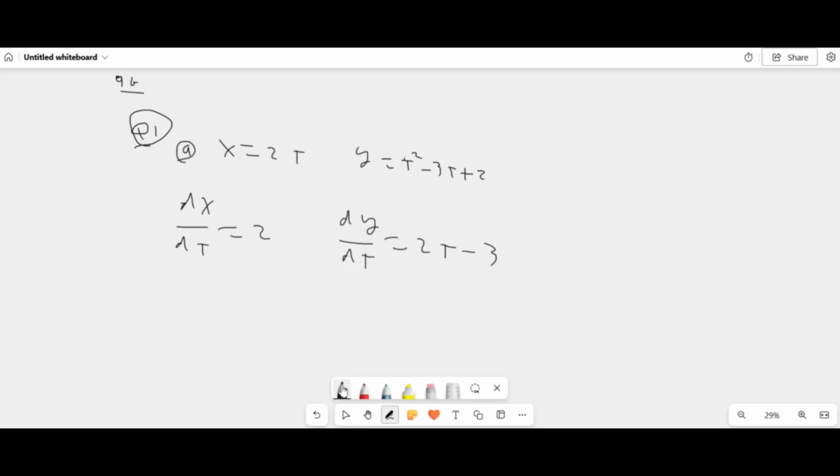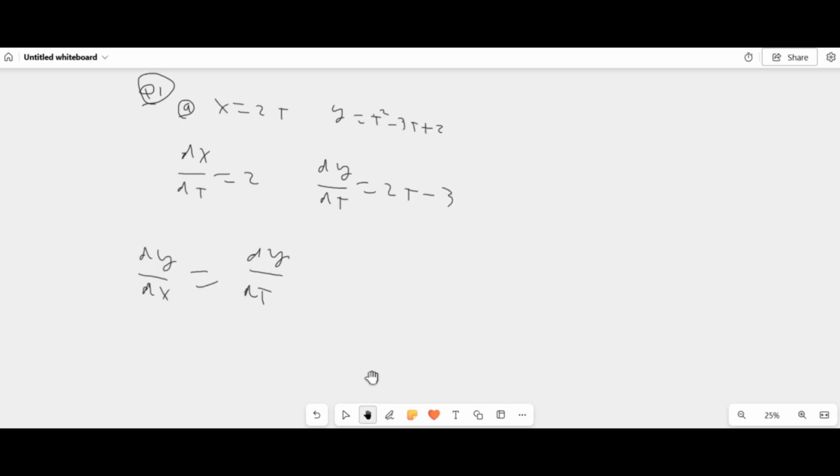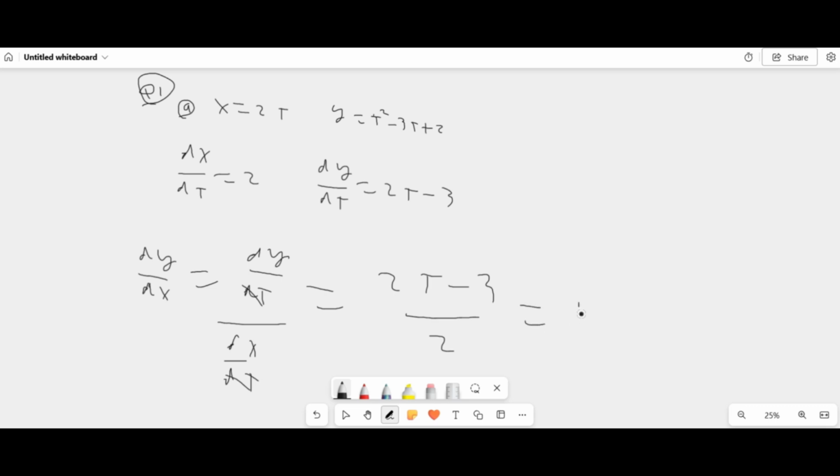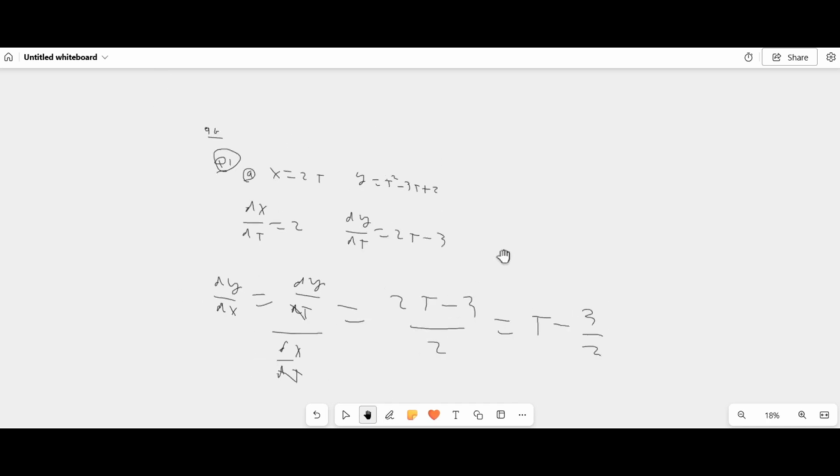Now to find dy over dx with parametric equations, you put the second one over the first one, so dy over dt over dx over dt. That will cancel, you get dy over dx. So 2t minus 3 over 2, and I can simplify that. 2t divided by 2 is t, and then minus 3 over 2. Question B.